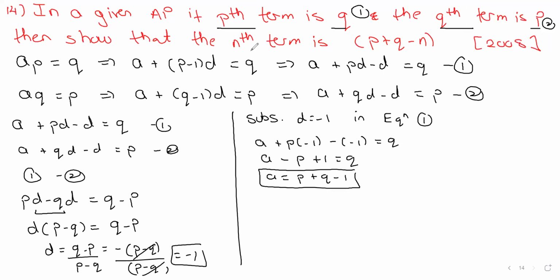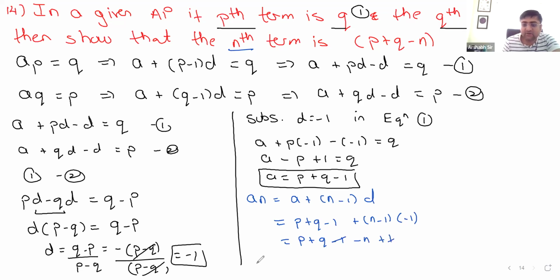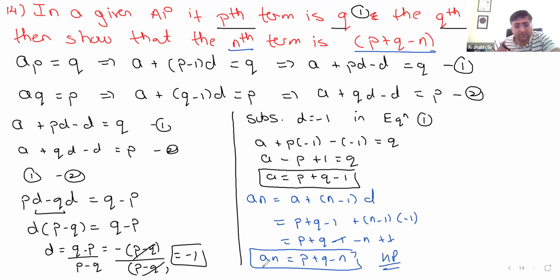अब हमें निकालना क्या है? nth term. So nth term is A plus n minus 1 times D. Substitute the value. A की वैल्यू क्या है? P plus Q minus 1 plus n minus 1 times D की वैल्यू क्या है? -1. So this is P plus Q minus 1 minus n plus 1. So we get the nth term as P plus Q minus n, which is exactly जो हमें प्रूव करना है. Hence proved.